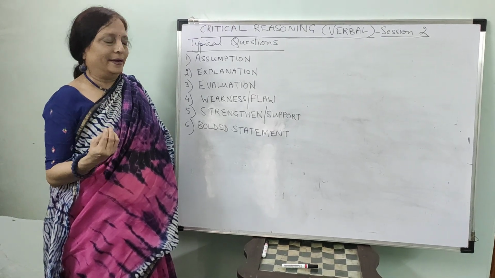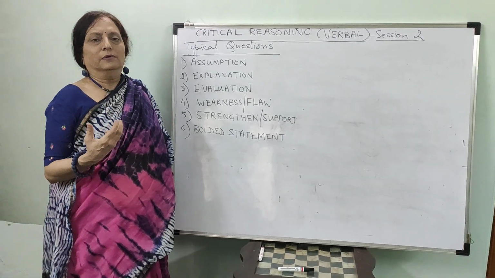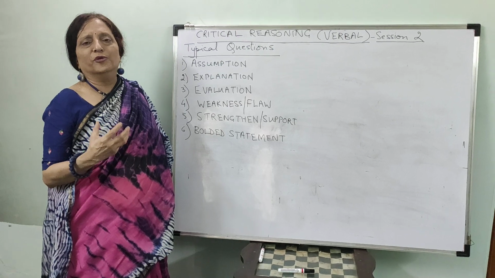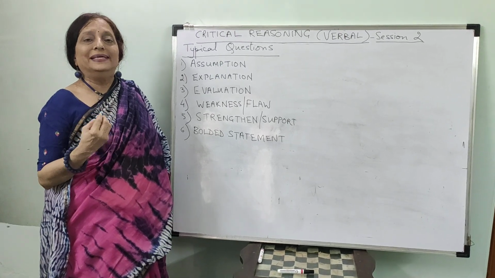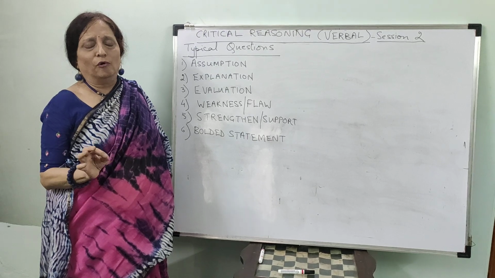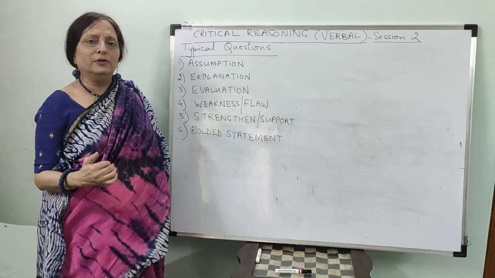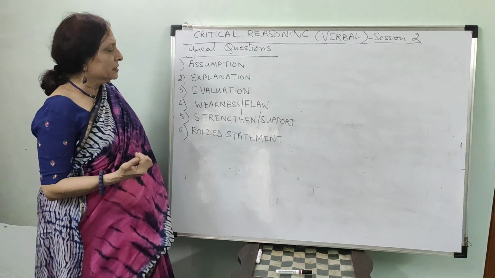Explanation is there is some kind of paradox, some kind of anomaly, inconsistency, which you have to explain or reconcile. Evaluation is asking you for which of the following would be more helpful in evaluating the argument. Here you are not finding out anything fault or anything. You are just saying what more additional knowledge would be helpful in evaluating the argument.